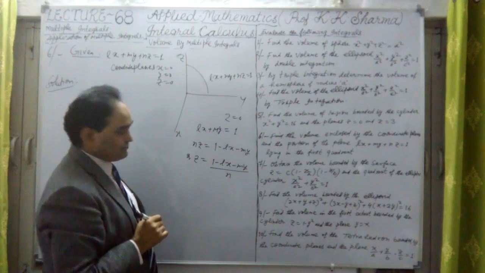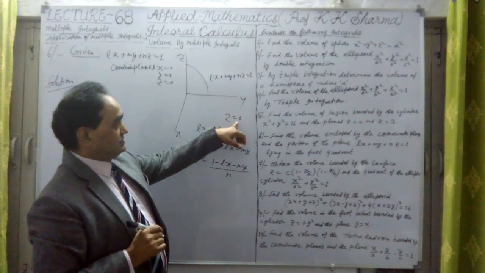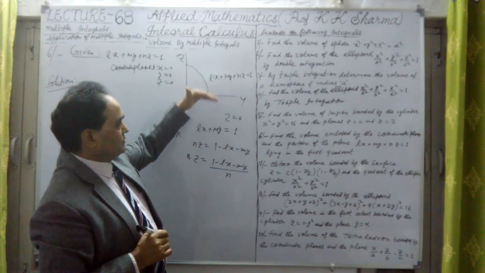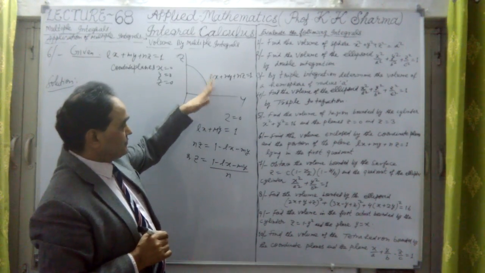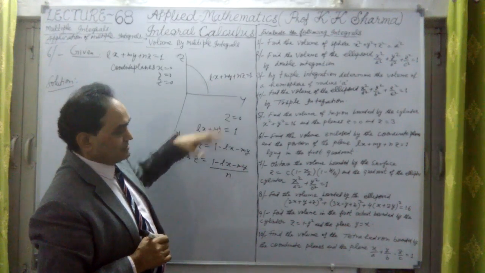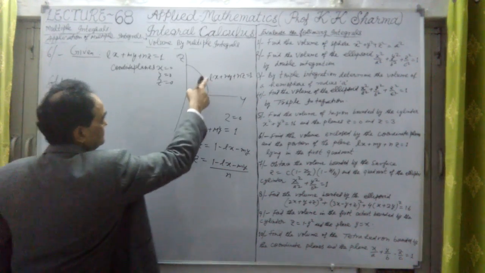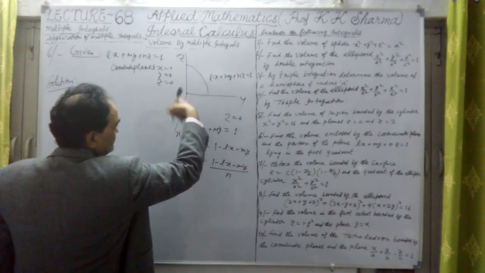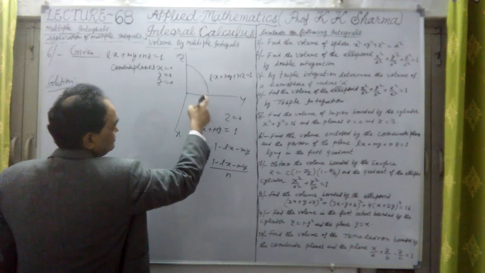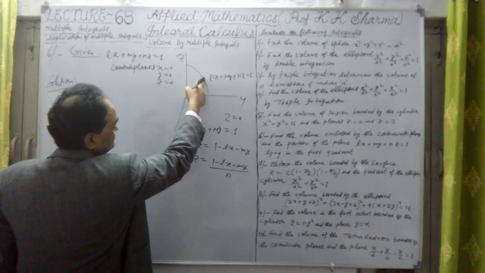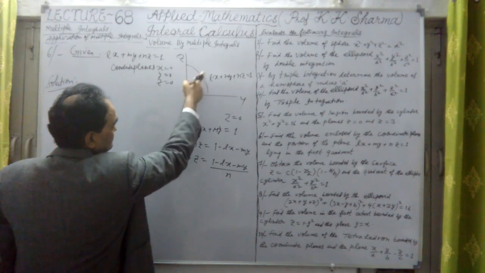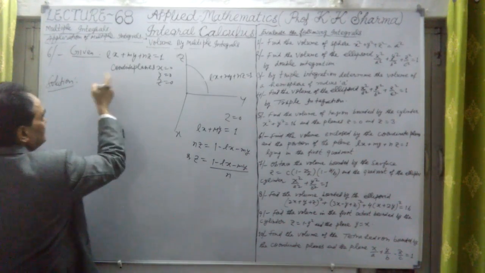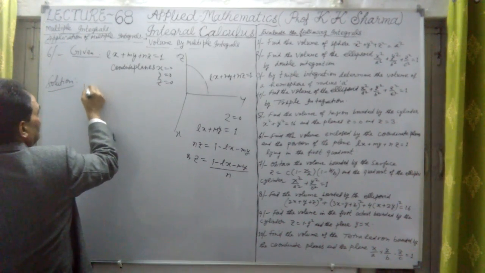In this case, z equal to 0 in the plane. Suppose I have taken from this plane to this. We have to find the volume of this quadrant, the part of this plane and the coordinate planes x equal to 0, y equal to 0, z equal to 0.